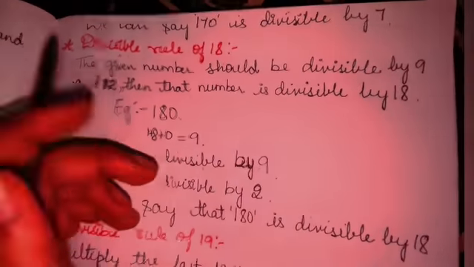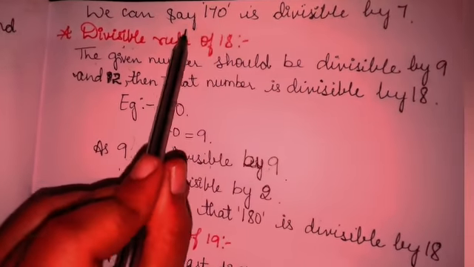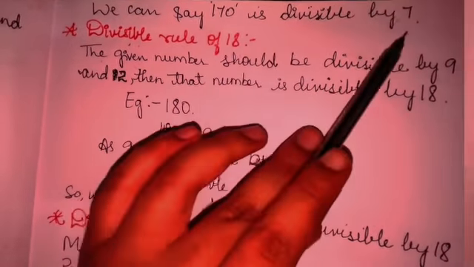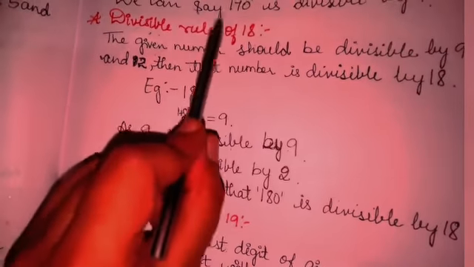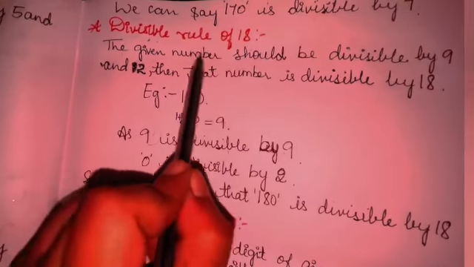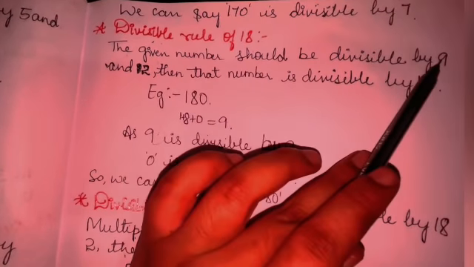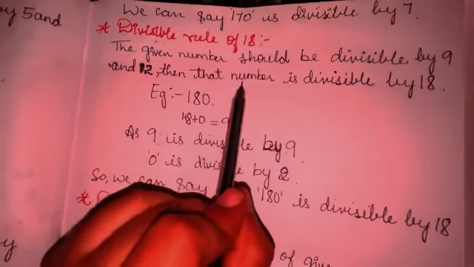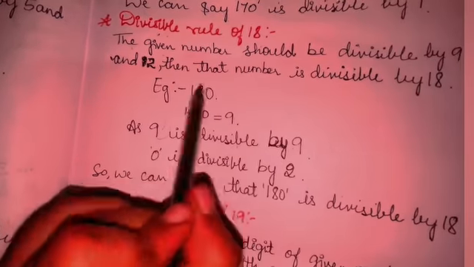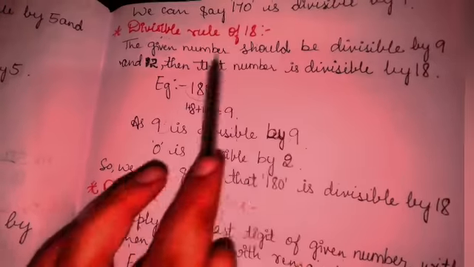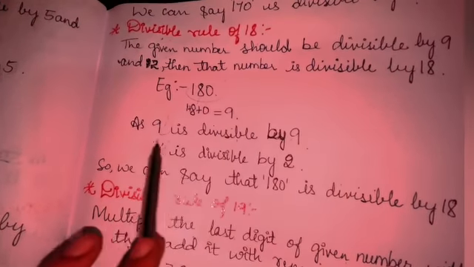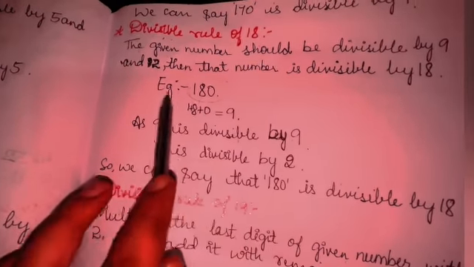So the next one is the divisibility rule of 18. The given number should be divisible by 9 as well as 2. Then that number is divisible by 18. Whatever number they have given, it should be divisible by 9 as well as 2. Then we can say that the given number is divisible by 18. So all these are very important.